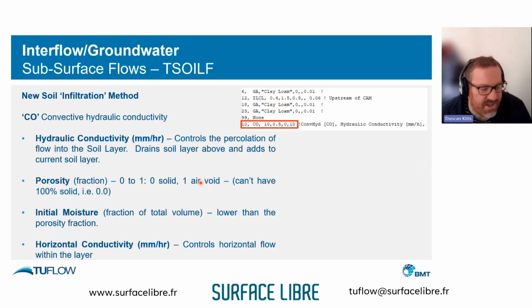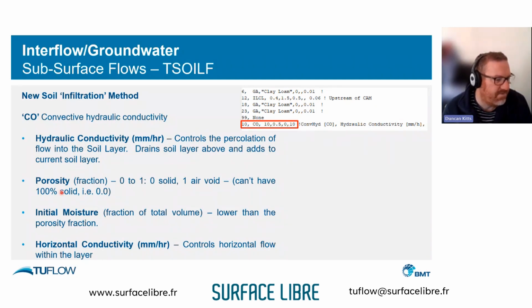For soil layers 2 to 9, so i.e. not the top one, not the one that's controlling the infiltration, but the lower soil layers, where you might have or want to represent interflow or groundwater flow or what have you, we have this new convective hydraulic conductivity. It's set up as an infiltration method, but obviously it's not an infiltration method, it's an interflow method. And to that, we specify the hydraulic conductivity. So this controls the vertical movement of flow.